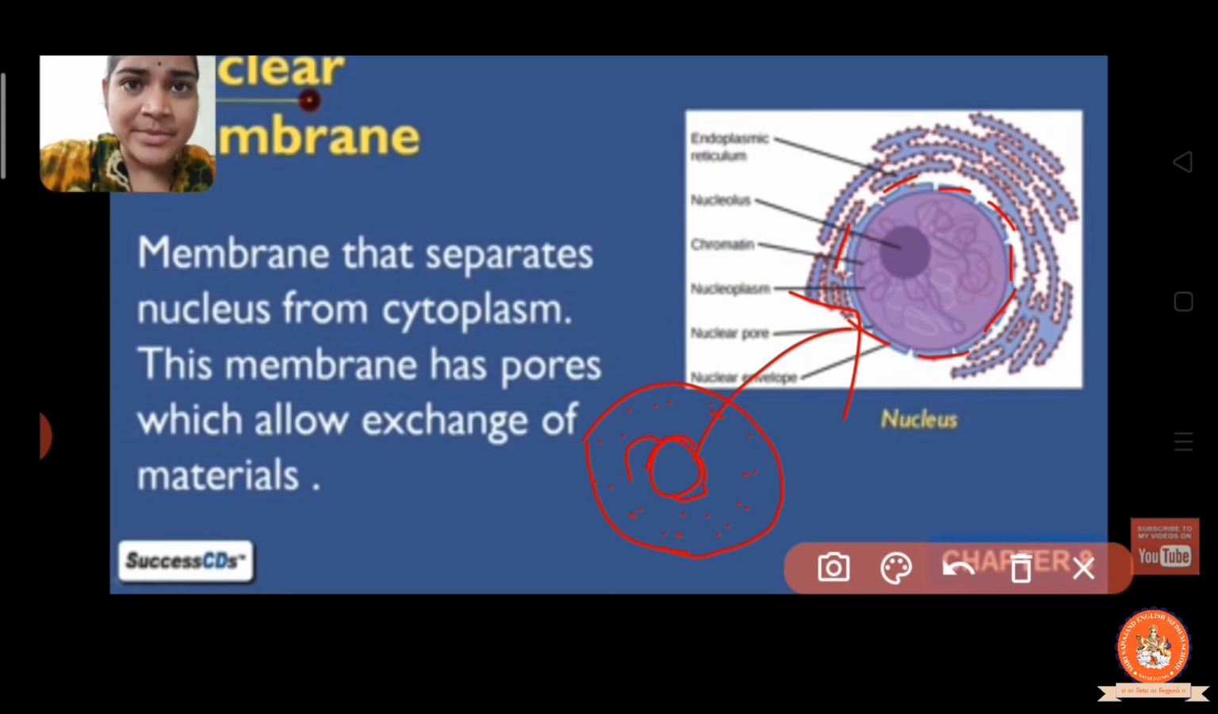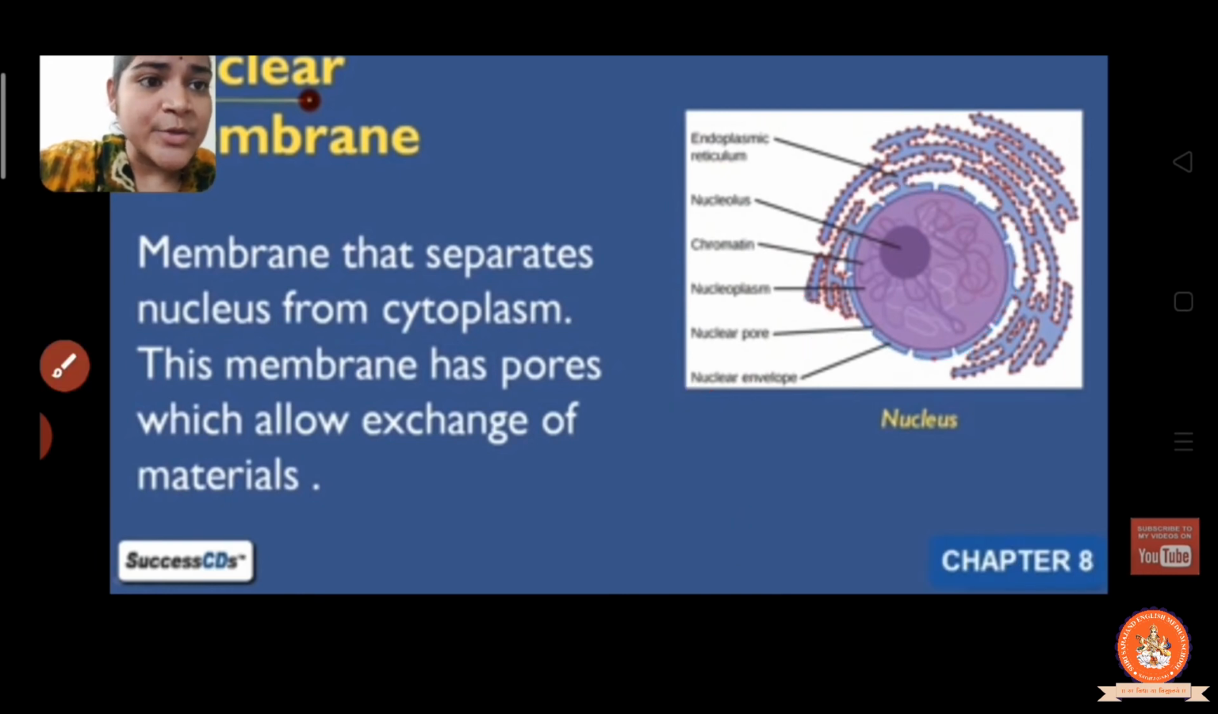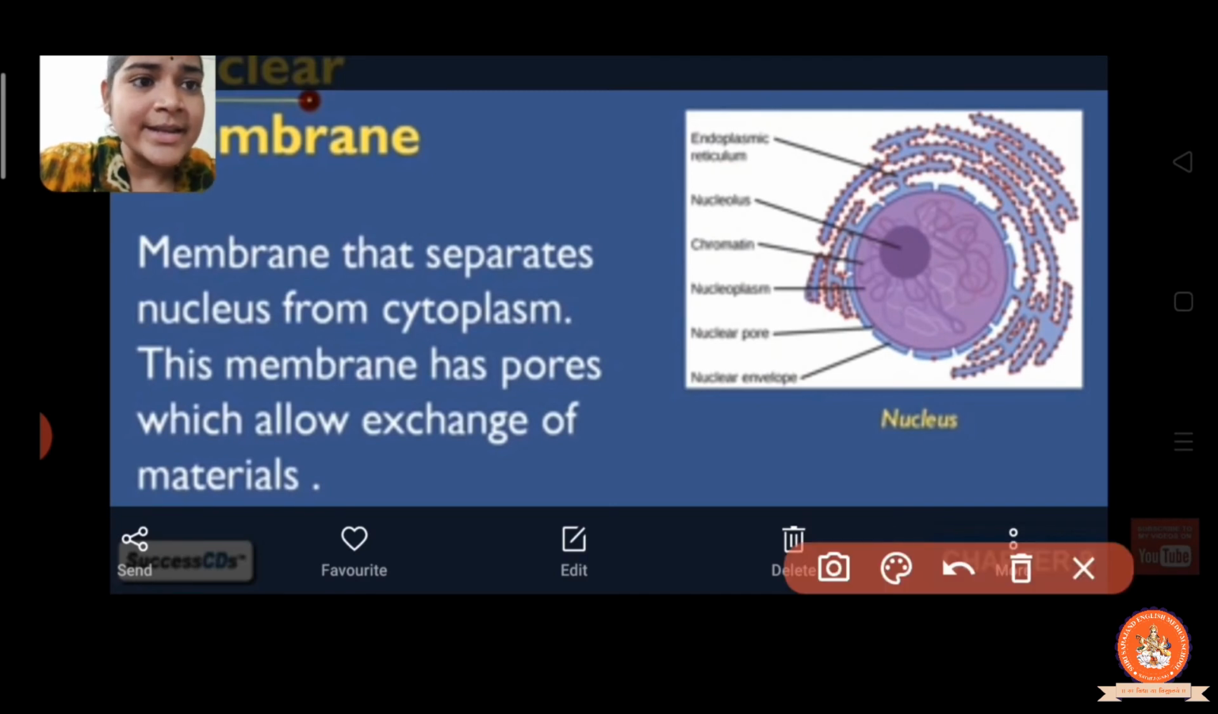So the nuclear membrane means the wall of the nucleus which separates the nucleus from the cytoplasm, and this membrane has pores. You can see in the figure the small holes, right? The small holes are called pores. So the membrane has pores which allow the exchange of material. It means the material can pass through the membrane, right? So this is the nuclear membrane.